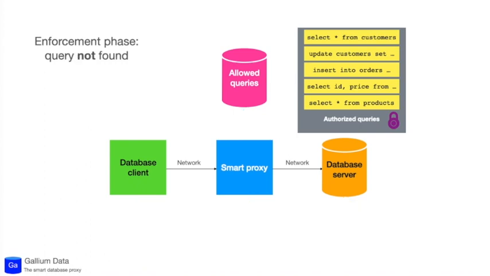What about an unknown query? The database client is going to send it to the proxy, which is then going to look it up in the set of authorized queries, and this time it's not going to find it. The proxy is then going to reject the query and send an error back to the client.